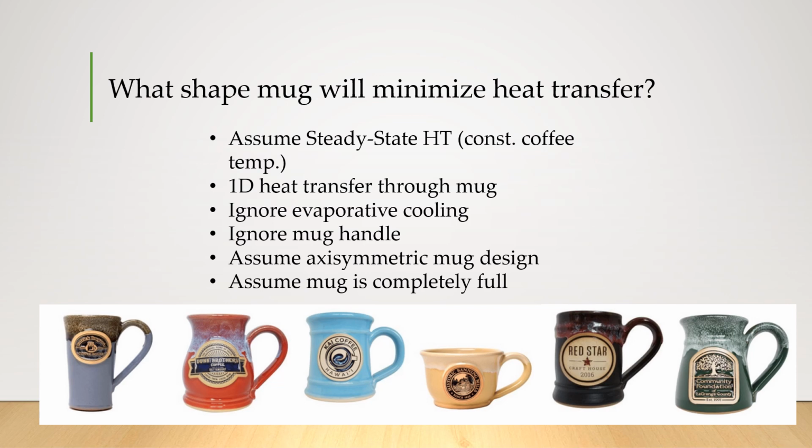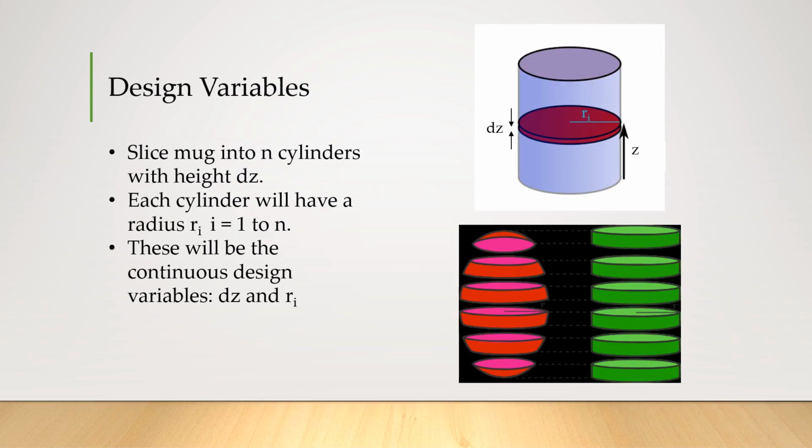I will make the following assumptions to simplify this problem. I will assume that the heat transfer is steady state, so the coffee remains a constant temperature. I'll also assume that the heat transfer is one-dimensional through the mug. I will ignore any evaporative cooling and ignore the complex geometry of the mug handle. I will also assume an axisymmetric mug design and assume that the mug is completely full of coffee.